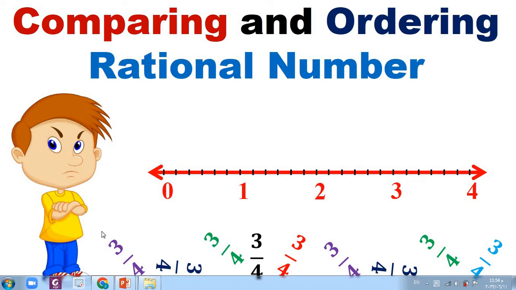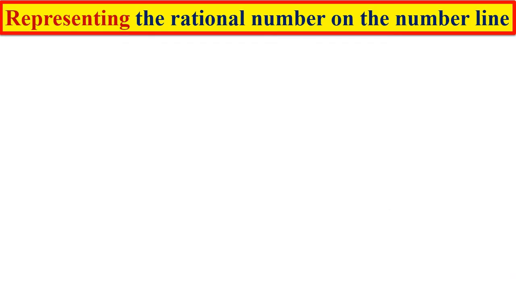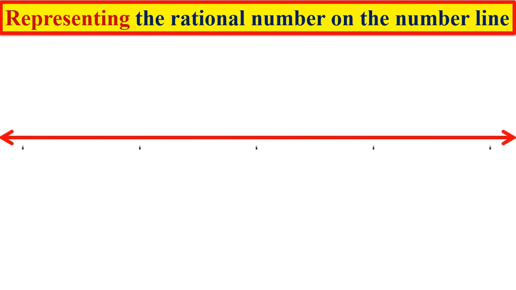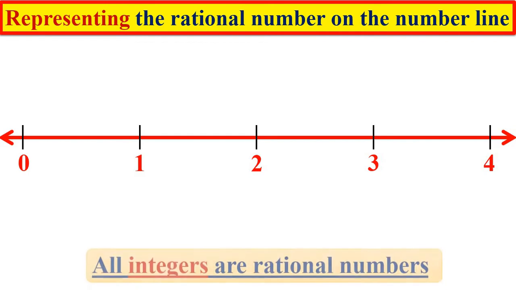Hello everybody, our lesson today will talk about comparing and ordering rational numbers. First, representing the rational number on the number line. Draw a number line like this and put 0, 1, 2, 3, 4 and so on.